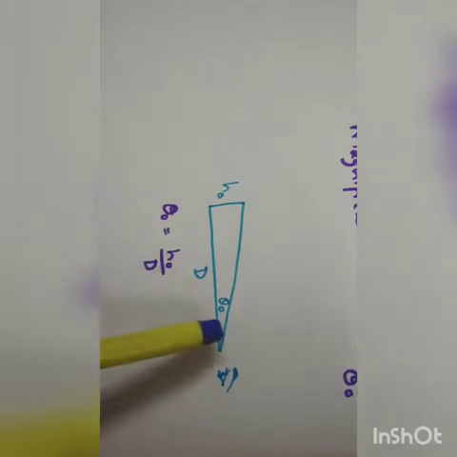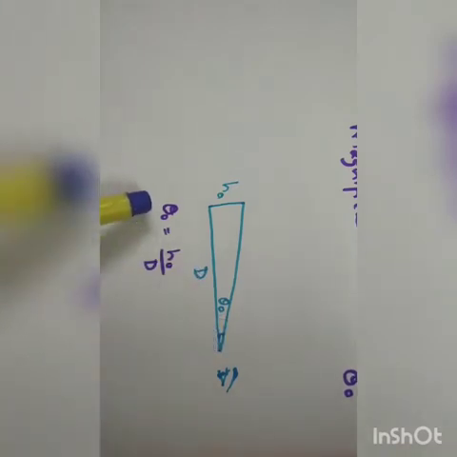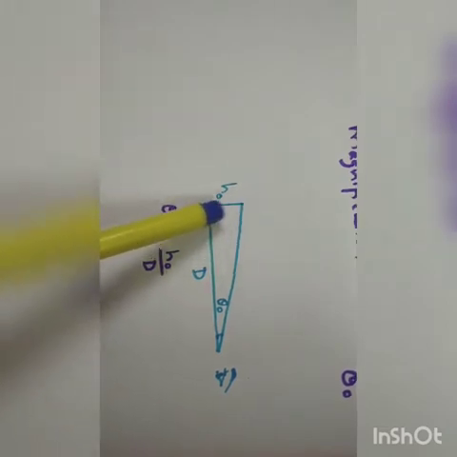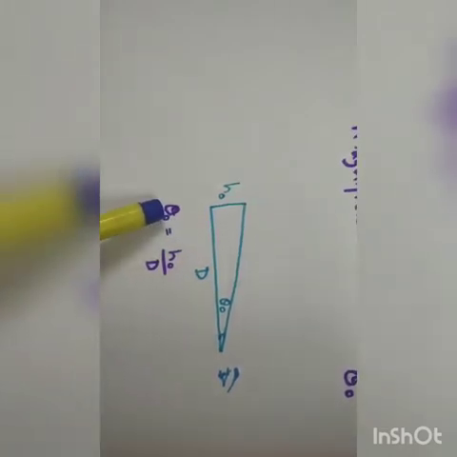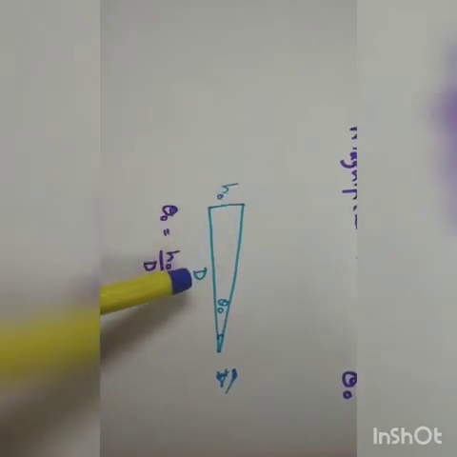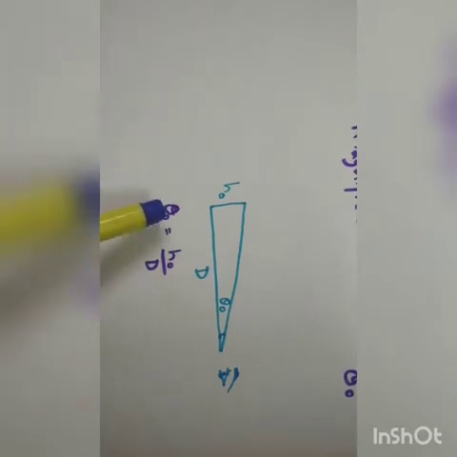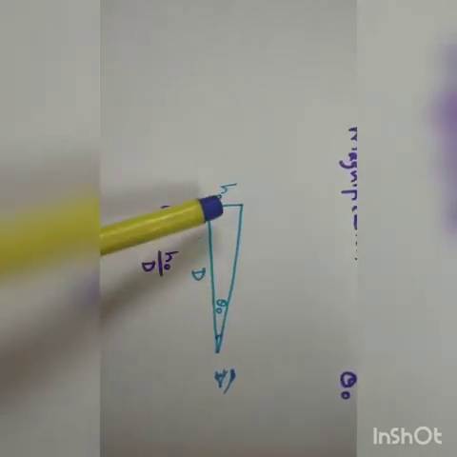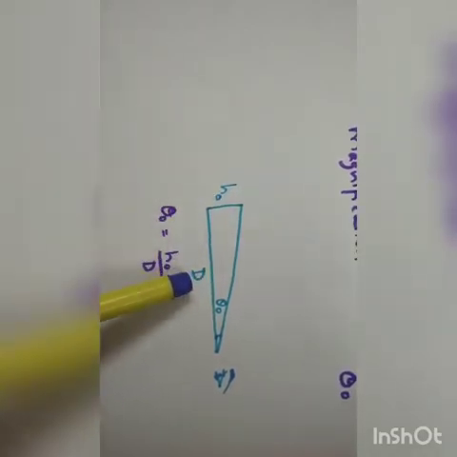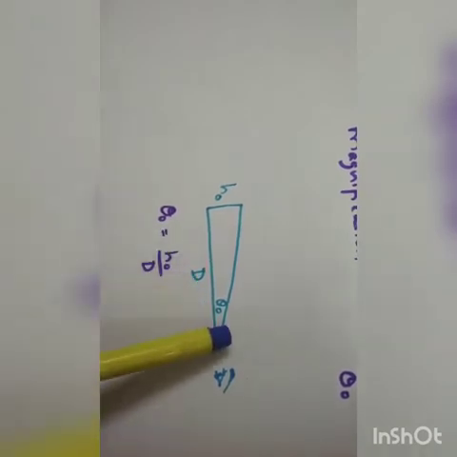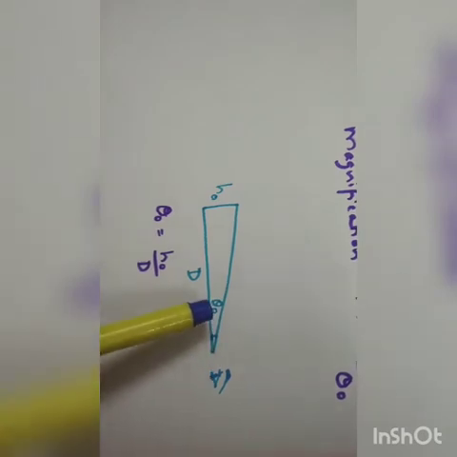When theta is very small, tan theta can be taken as theta itself. Or simply we can use the formula theta is equal to arc by radius. So theta is opposite side by adjacent side. For small angles, tan theta is theta itself, opposite side by adjacent side, height of object by d. D I told you, least distance of distinct vision. This is the angle subtended by the object.